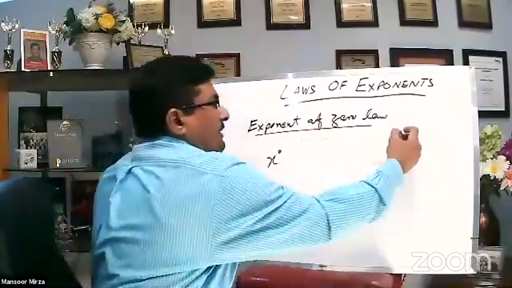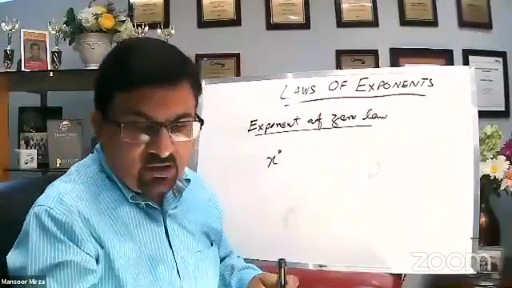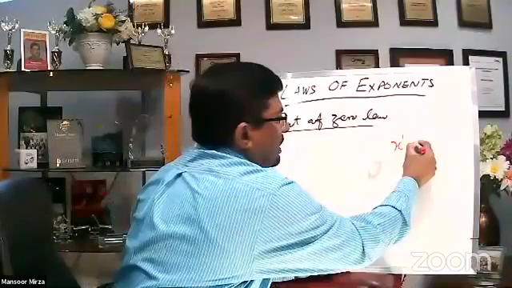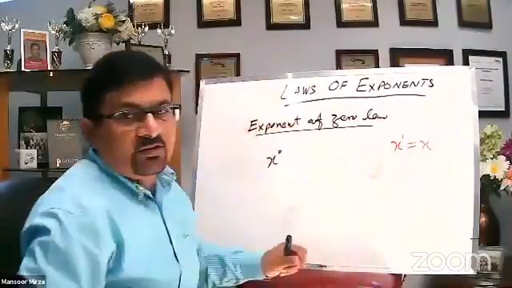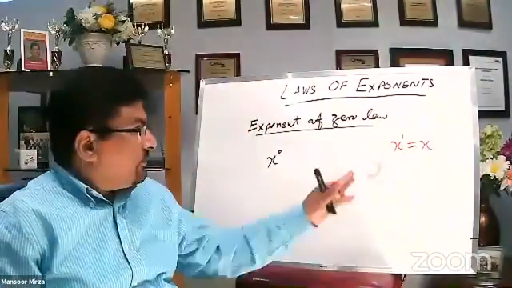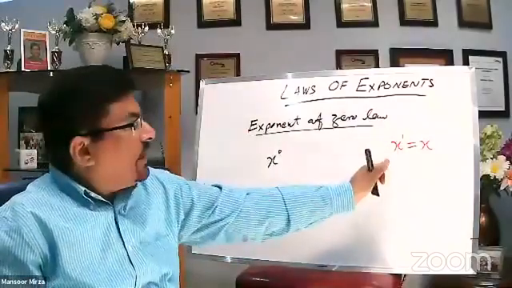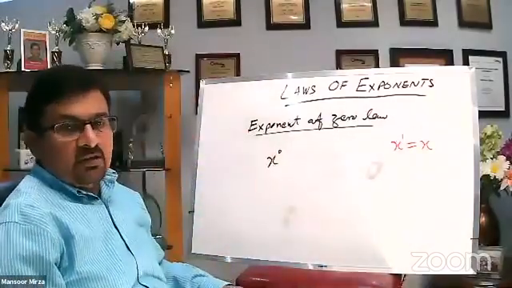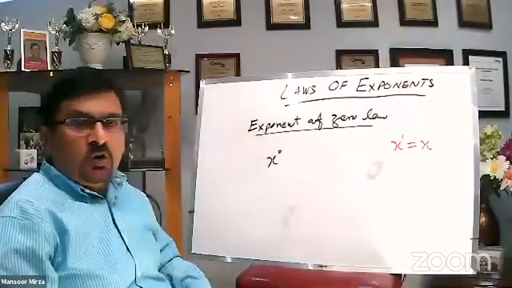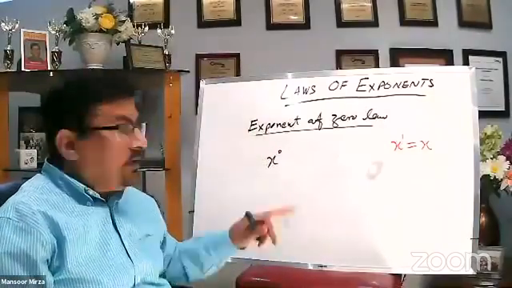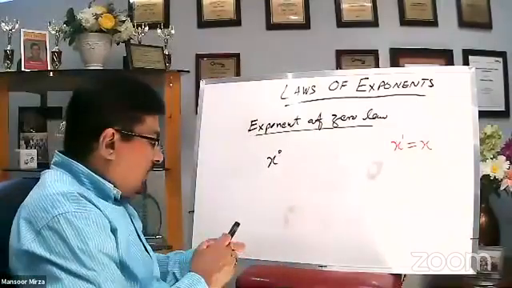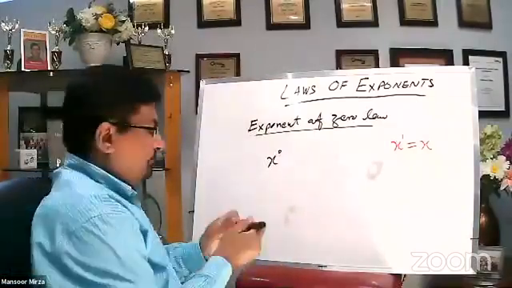I'm going to use a different color to differentiate. Remember the exponent 1 law, we said the base stays the same. Whether it was x, y, 2 or 3, when the exponent is 1, it just stays the same. Now, in this case, the interesting part is that if the exponent goes to 0, the base doesn't go to 0. It does not change to 0. It stays as 1.